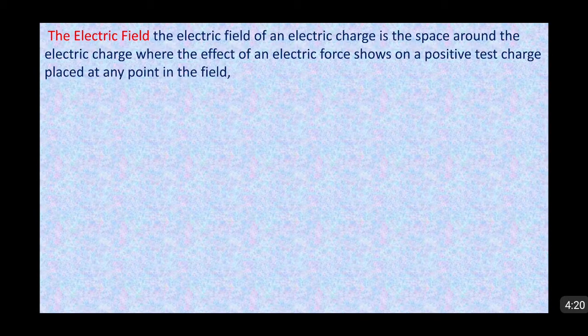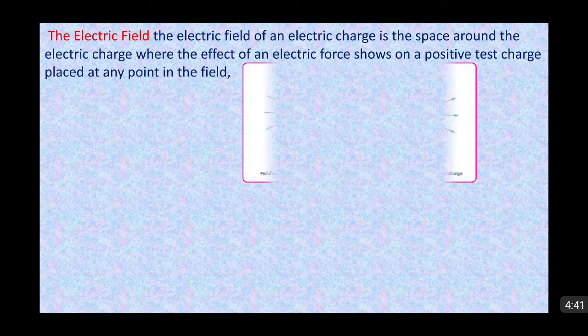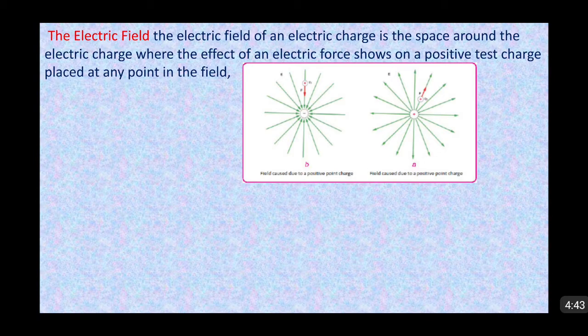The electric field. The electric field of an electric charge is the space around the charge where the effect of an electric force is shown on a positive test charge placed at any point in the field. For example, each line shows the electric field area.